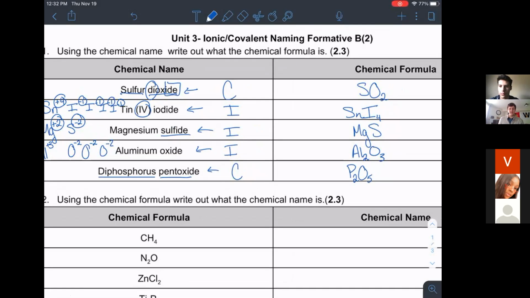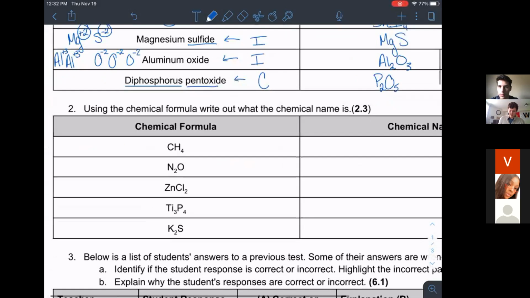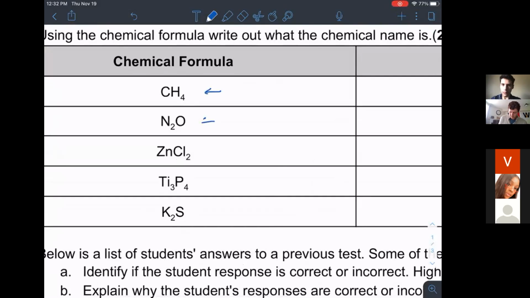All right. So then we have our chemical formula. So writing out the chemical, going to chemical names now. So we have to identify ionic or covalent again. Which one is the first one, ionic or is the first one covalent? CH4. Covalent. Covalent, perfect. What about the second one? N2O. Covalent. What about the third one? ZnCl2. Ionic. What about Ti3P4?